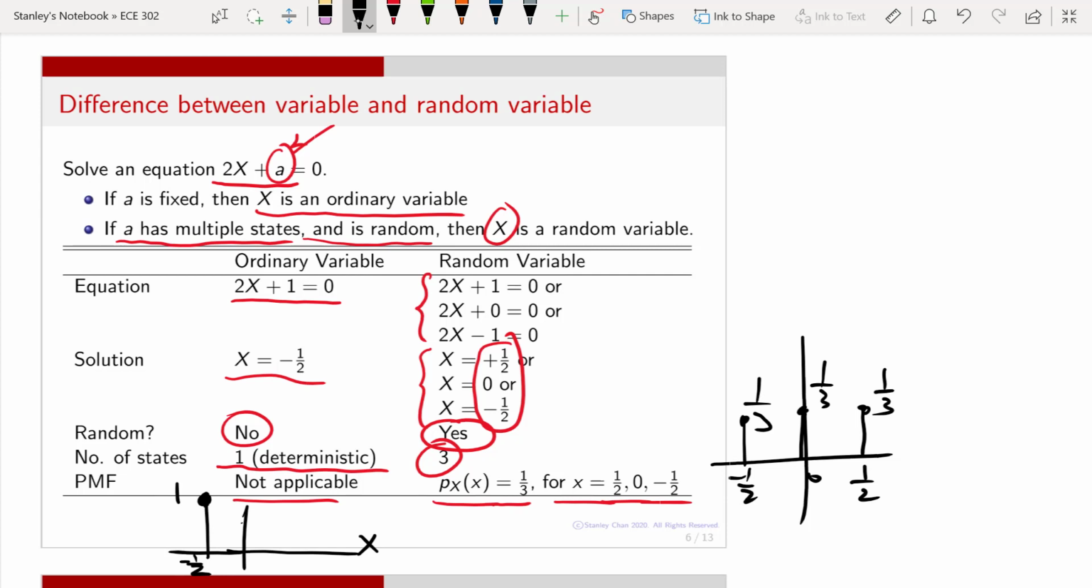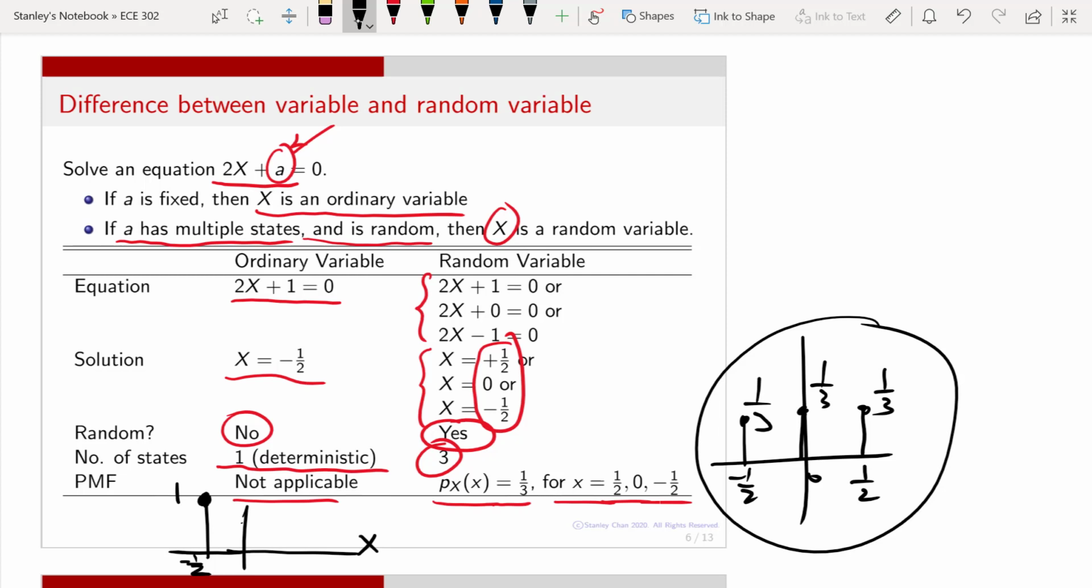So you can see that the difference between an ordinary variable and a random variable is literally this PMF, or the probability mass function, where in the random variable case, you will have more than one state. For a deterministic case, this x will only have one state, and now it becomes deterministic. So this is the most significant difference between a variable and a random variable.